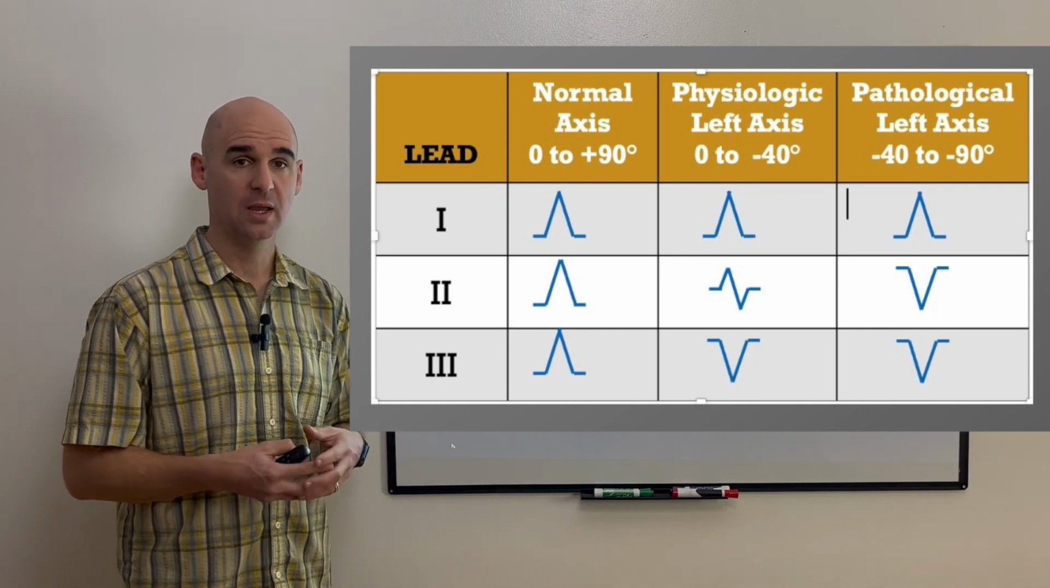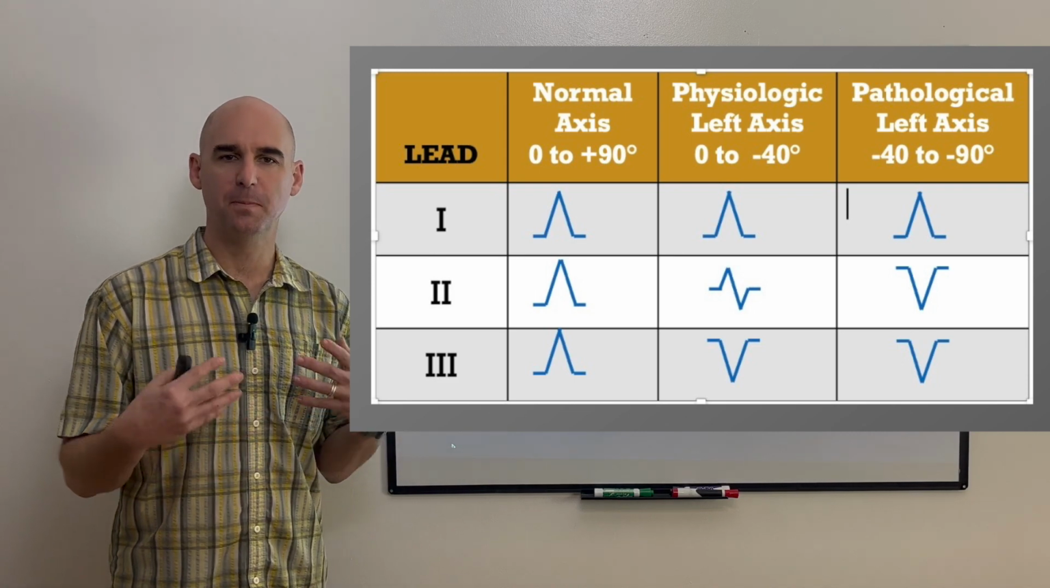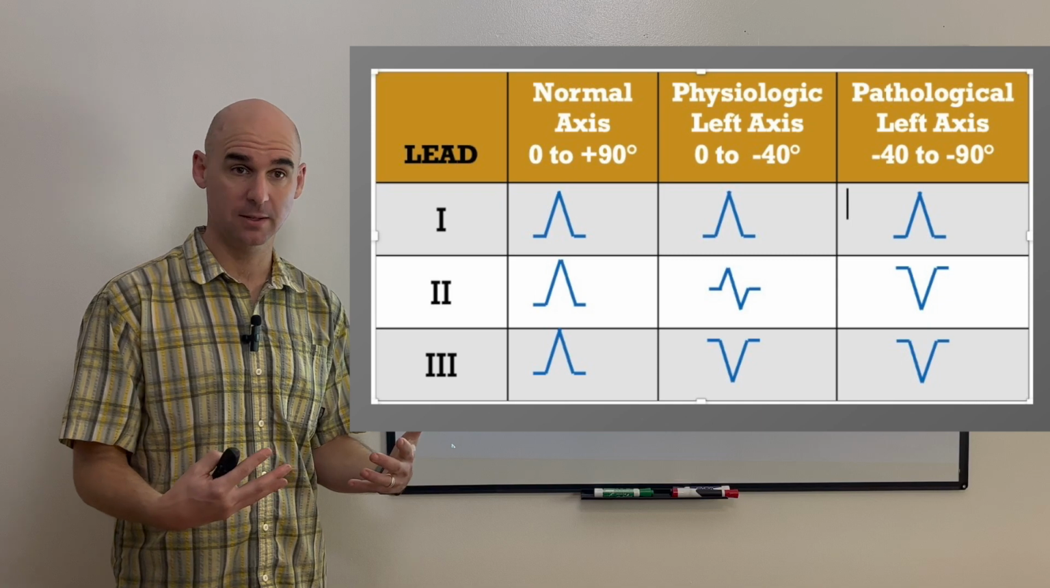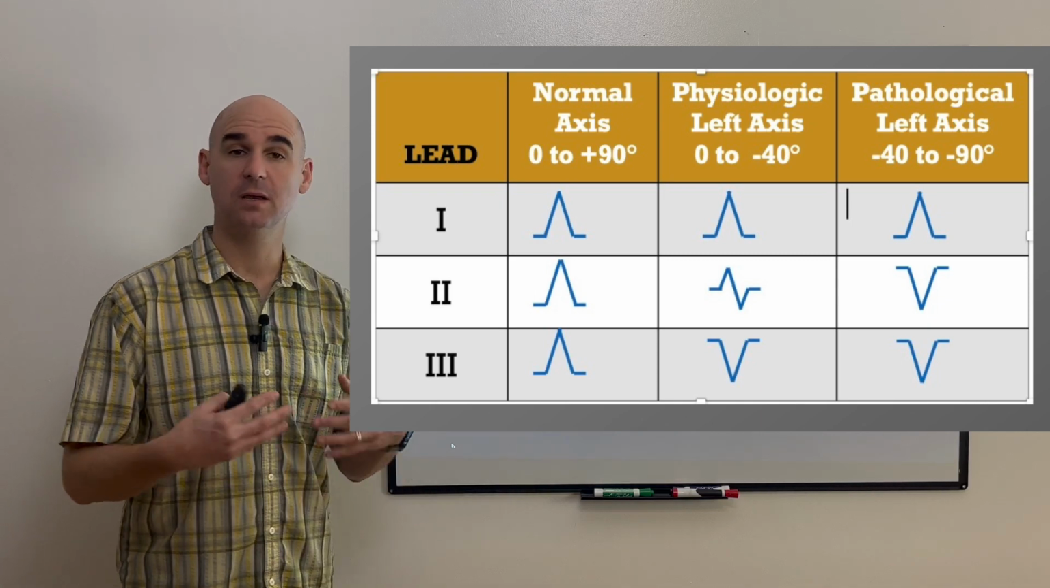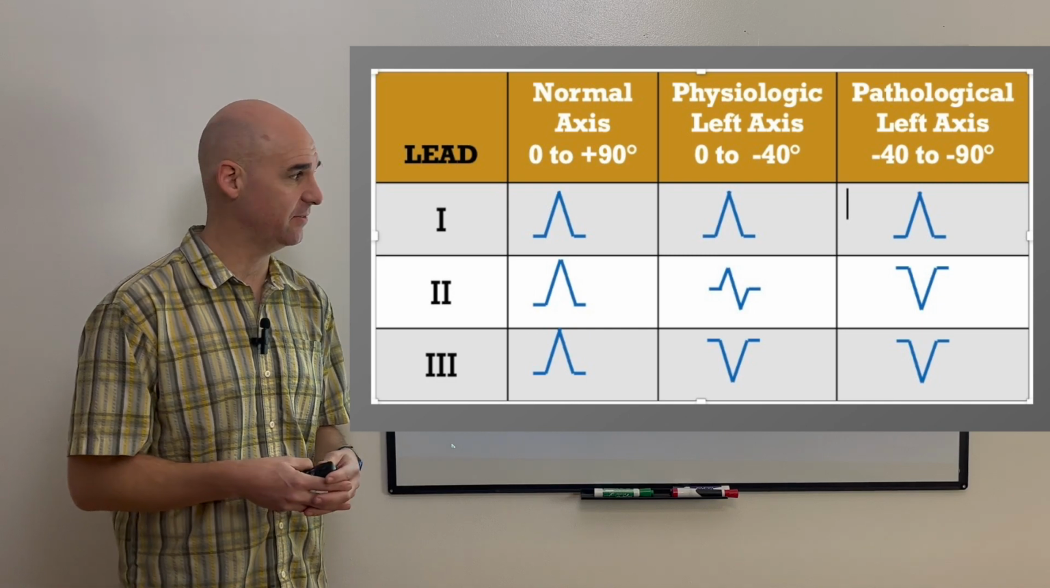So lead 1 is still going to be upright. Lead 2 now is going to be biphasic or equiphasic. And lead 3 is going to be negative when we're talking about physiological left axis deviation.